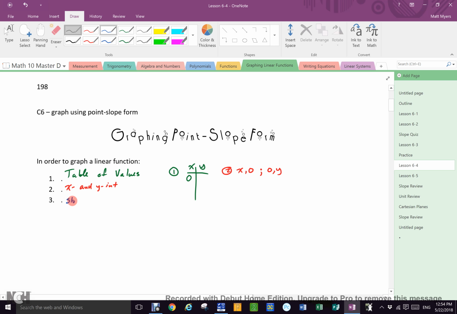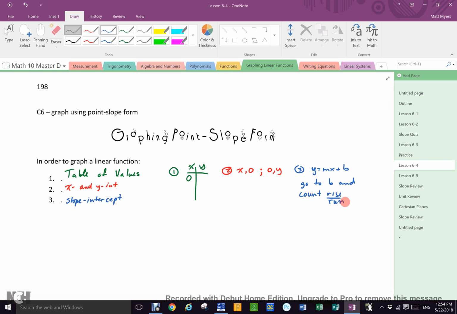We use the slope intercept, which is number 3, y equals mx plus b. We go to b and count, what was it again, Seamus? And count rise over run. Yeah? Everyone can do all 3 of those, right?